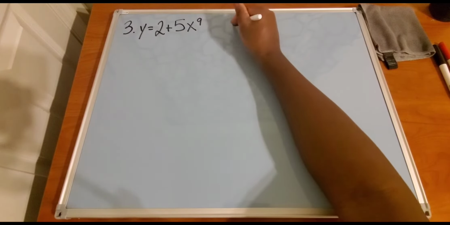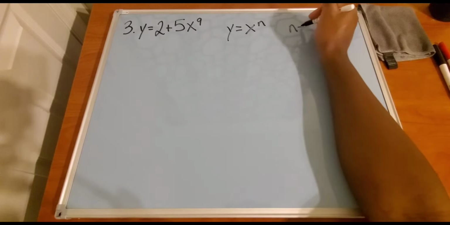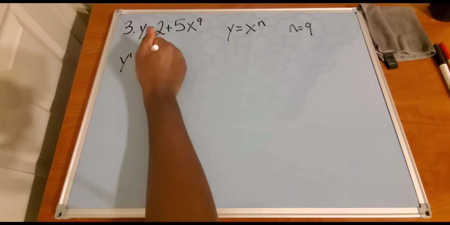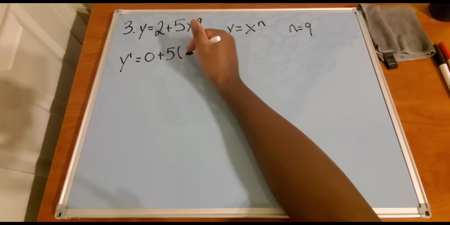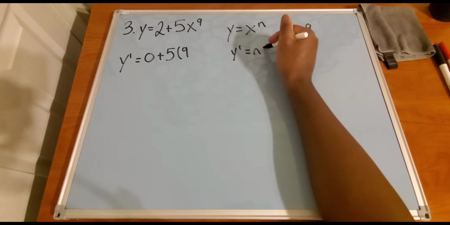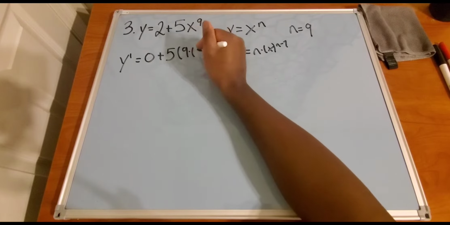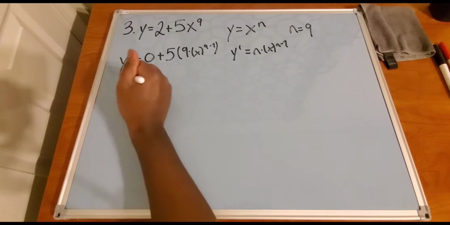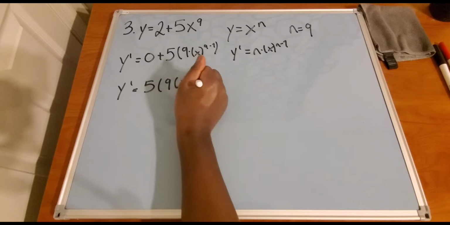So with that in mind, we can use the same thing we used before. We can say y is equal to x to the n, which means that in this example, n is 9. So the derivative of y is equal to 0 plus, keeping that 5 on the outside for right now, 5 times, bring down the 9. Y prime is equal to n times x raised to the n minus 1. Bring down the 9 times x raised to the 9 minus 1, which means y prime will be equal to 5 times 9 times x to the 8th.